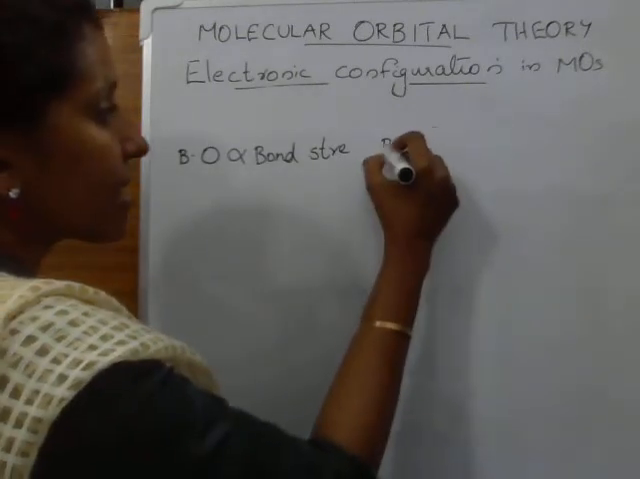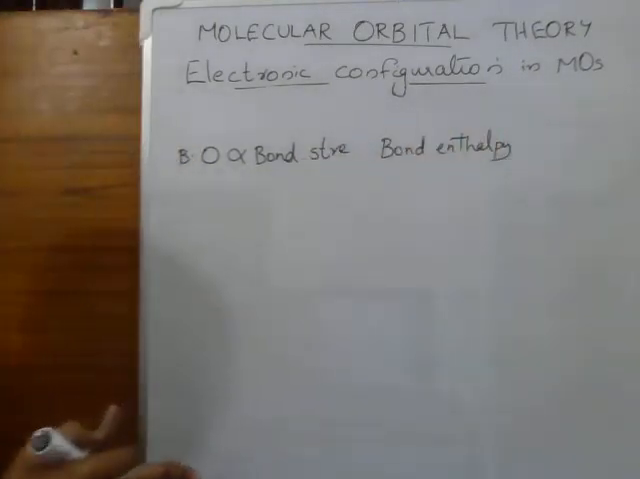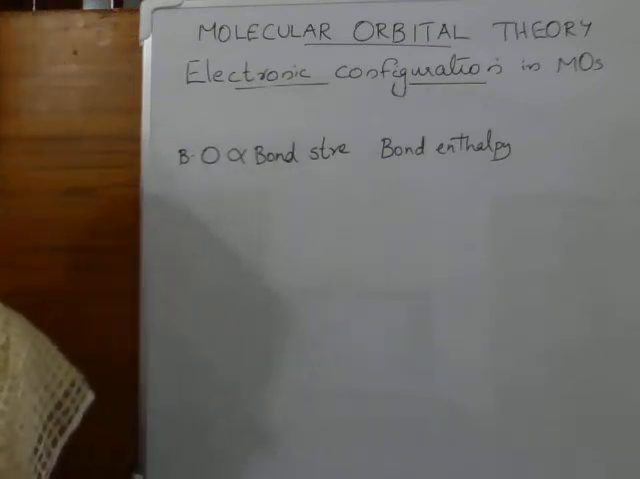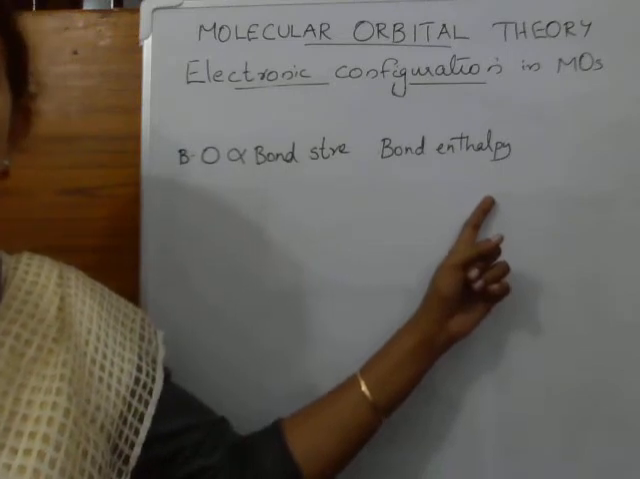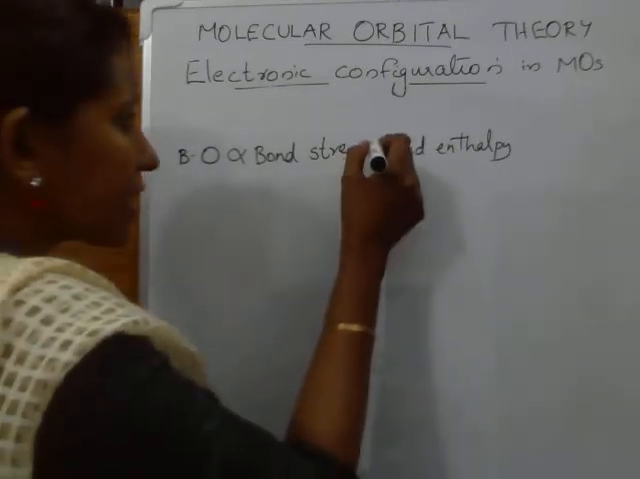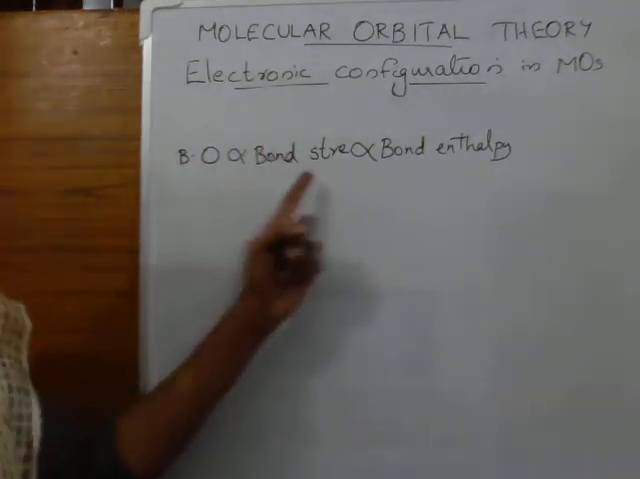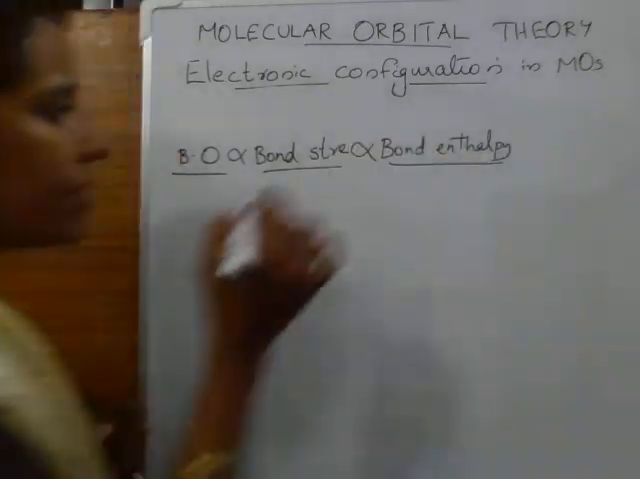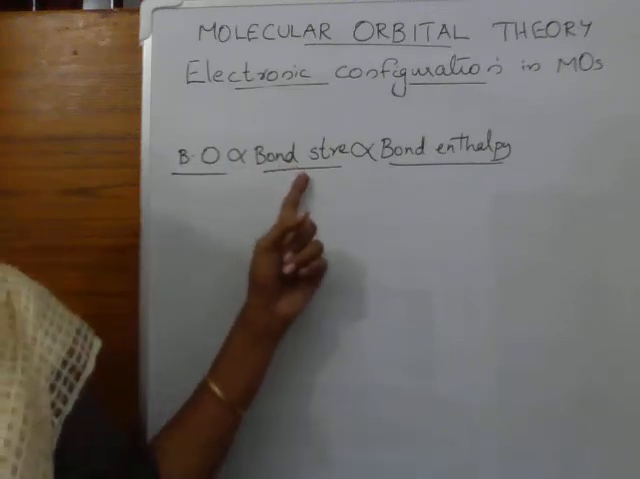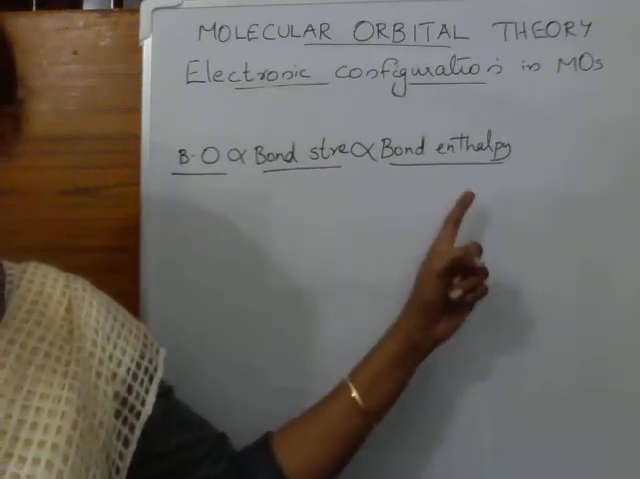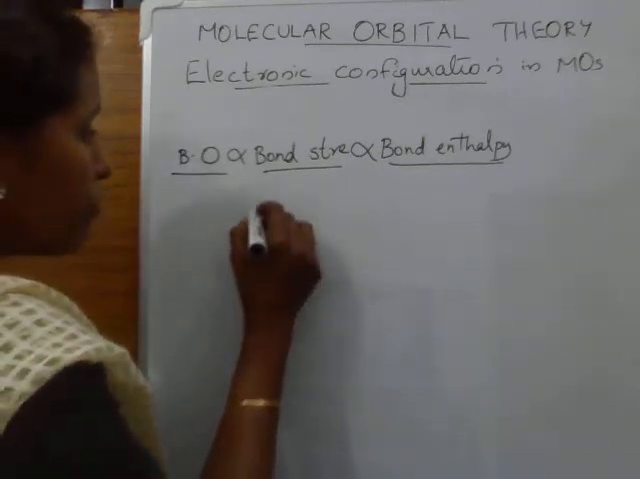What about the bond enthalpy? What is bond enthalpy? It is the amount of energy needed to break a bond. The stronger the bond, the higher the energy needed to break the bond, right? That means this is again directly proportional to bond enthalpy. Bond order, bond strength and bond enthalpy are directly proportional. Higher the bond order, greater the bond strength, greater the bond enthalpy.